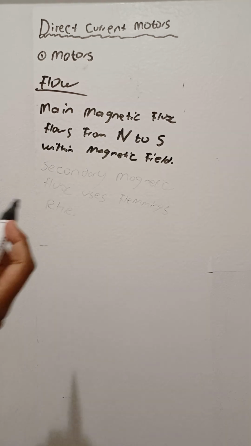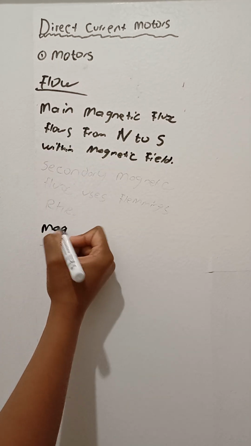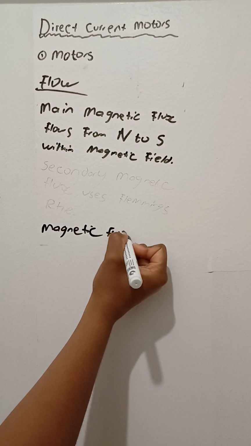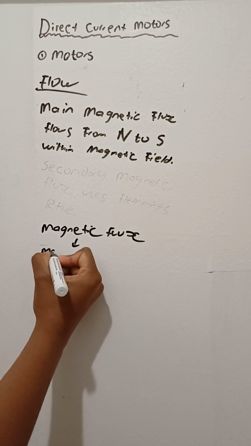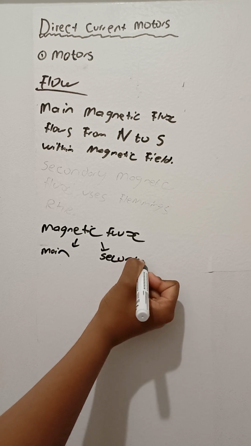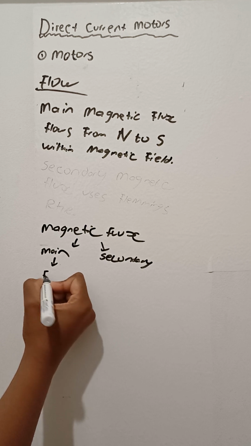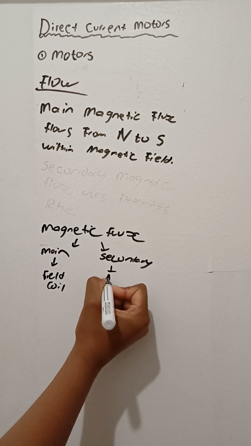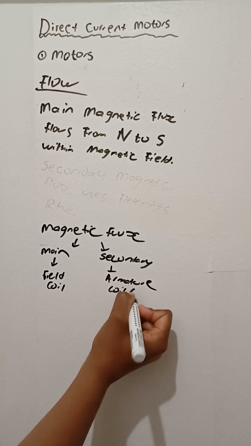And guys, magnetic flux doesn't matter if it's main or secondary. Remember, main is created by the field coil, while secondary is created by the armature coil or conductor.